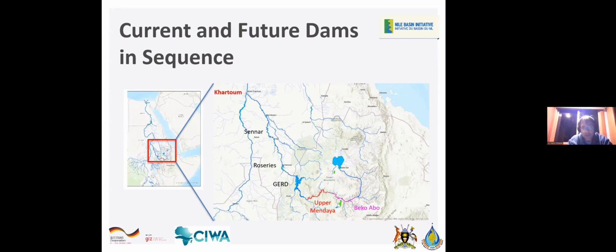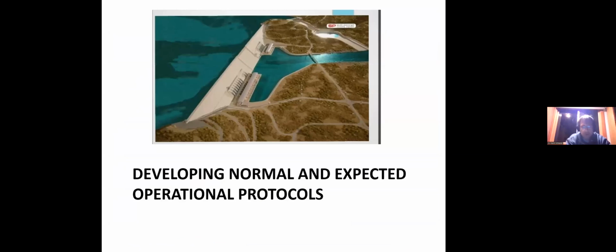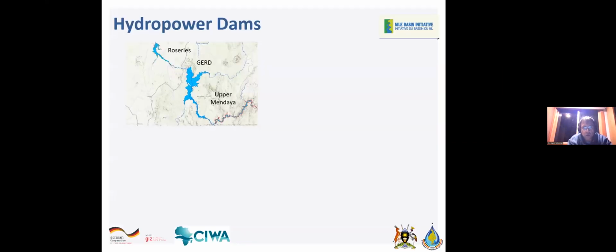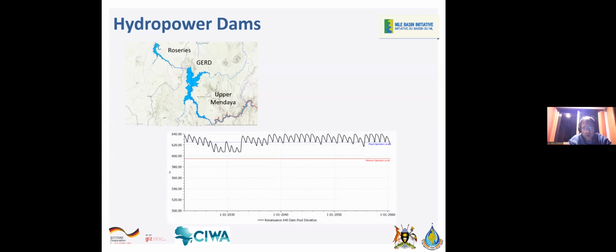And then downstream of all these dams, of course, is the city of Khartoum, at the confluence. So I'm going to talk about two quick aspects. One major aspect is developing normal and expected operation protocols and what to do during flooding events, and why this is critical. Hydropower dams such as the GERD and some of the potential Ethiopian dams upstream are designed to operate pretty full to maximize that hydropower head.